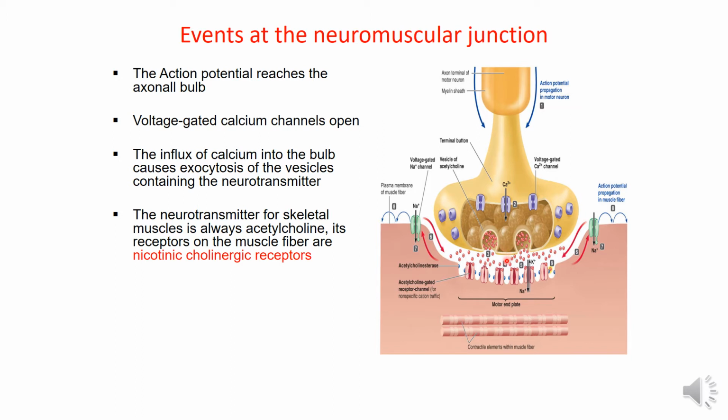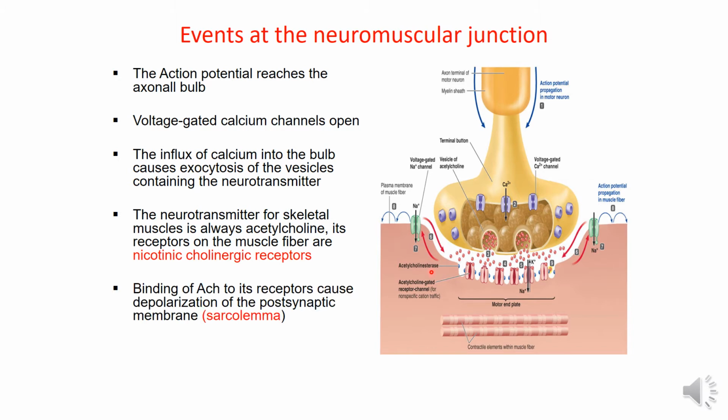Acetylcholine crosses the synaptic cleft to bind with a specific type of receptor, the nicotinic cholinergic receptors. These receptors produce opening of the ligand-gated sodium channels, producing sodium influx and potassium efflux, and the sodium influx is 7 times the potassium efflux. So, at the end, we will get depolarization of the postsynaptic membrane, the sarcolemma, due to sodium influx that is more than potassium efflux.